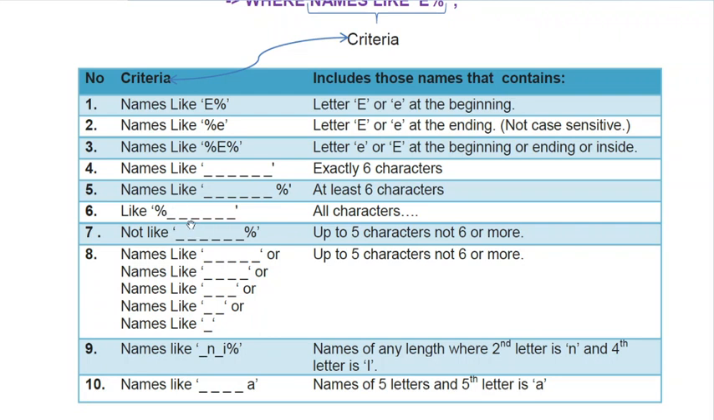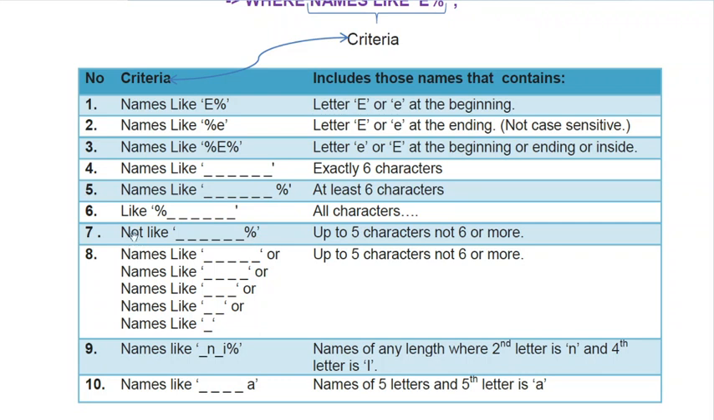Next example, percent then underscore. There is no use of the underscore when you are using it after the percent in this type of example. Percent is more powerful than the underscore, so it will include all the letters, maybe 10, 20, 30, 35, all the letters, and then underscore. Here there is no use of underscore, it means all characters of the name, so all the data will be included. Another one, not like, number 7, not like 6 underscores then percent, means up to 5 characters.